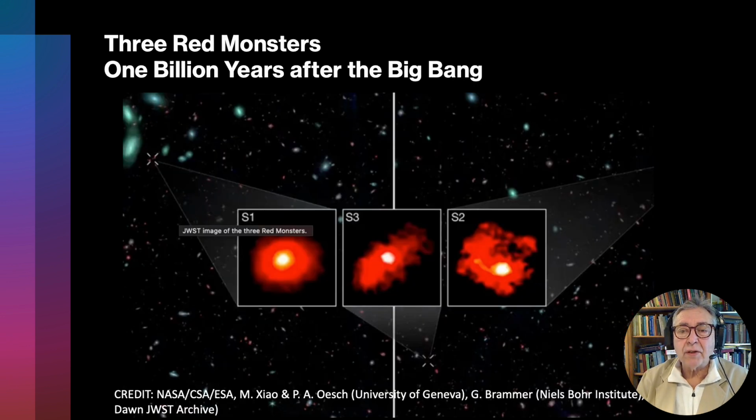The three red monsters are Milky Way-sized galaxies formed only 1 billion years after the Big Bang. How did they grow so large so fast? Researchers found that there were no black holes in their centers, which would increase their growth rate. Yet they grew 2 to 3 times faster than later galaxies. The answer remains a mystery.